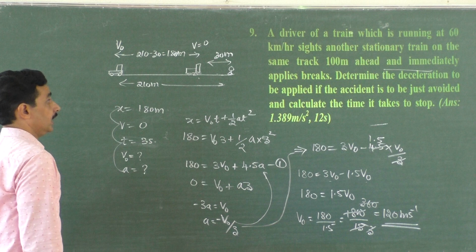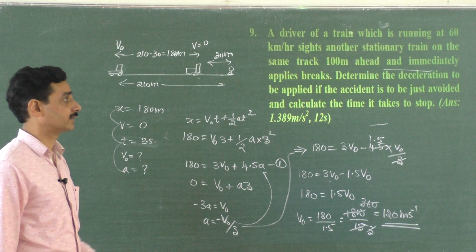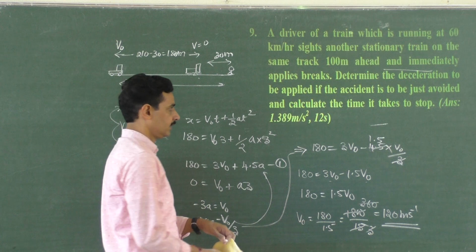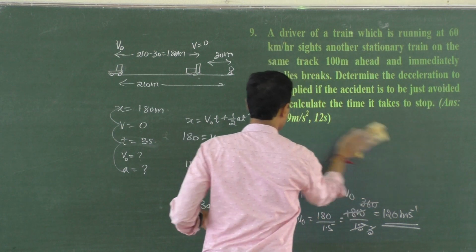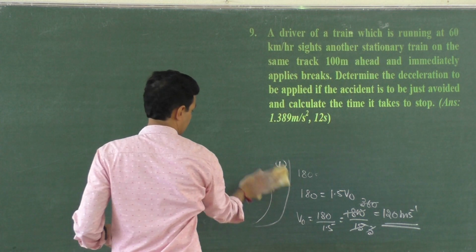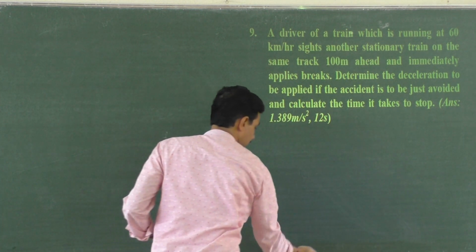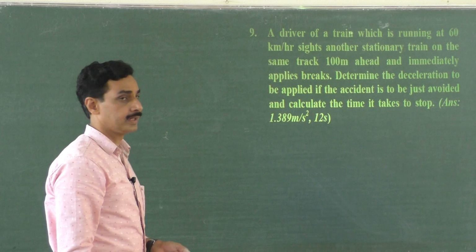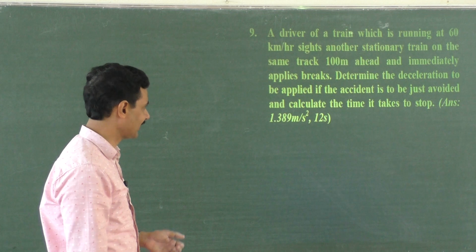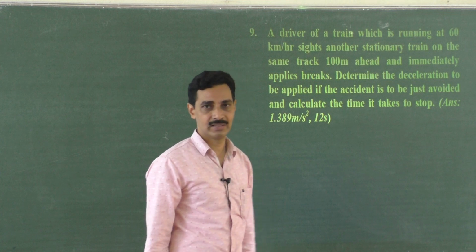9th one. A driver of a train which is running at 60 km/h sights another stationary train on the same track 100 meters ahead and immediately applies brake. Otherwise an accident happens, right? So at 100 meters distance, the driver of a train observes another train and he is moving at 60 km/h. So he must stop immediately, within 100 meters. If it stops earlier, no problem, but after 100 meters it will hit the other train. That has to be avoided. That is called an accident. Determine the retardation, deceleration, that is retardation.